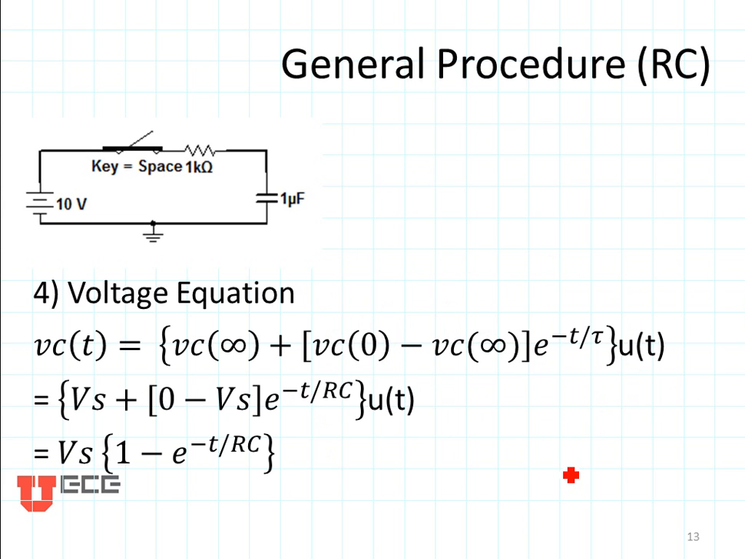The next thing that we do is we use a general voltage equation. The general form of the voltage across the capacitor, right here, is where Vc is. The general form of the voltage across the capacitor is the voltage at infinity, plus the difference of voltages at DC and infinity, times e to the minus t over tau, multiplied by the step function. The step function just looks like this. Then, if we plug in our values, we're going to get Vs plus 0 minus Vs times this exponent, which gives us the form that we derived yesterday.